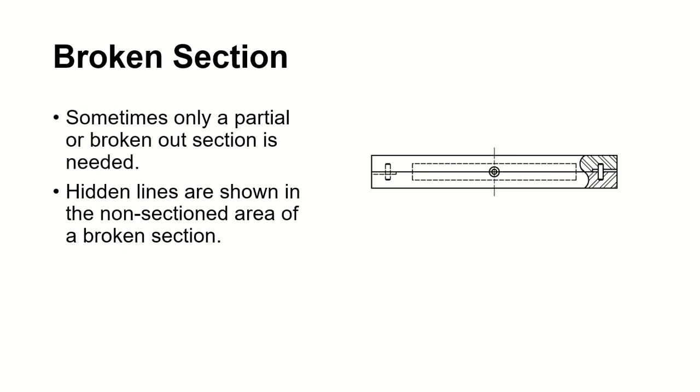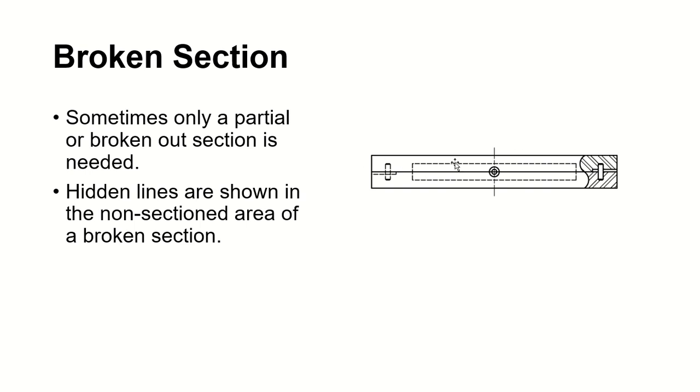All right, broken section. How are we going to show it in our sectioning? Sometimes, with a broken-out section, you will have to show it in your drawing. Hidden lines are shown in the non-section area if you have a broken section. When you look at it, this is the only section area. See the direction is different, meaning two separate parts.